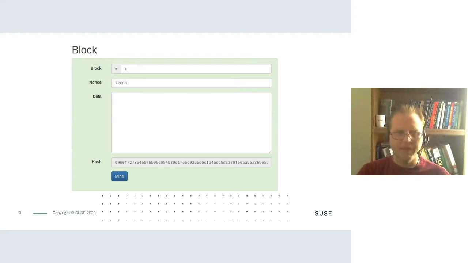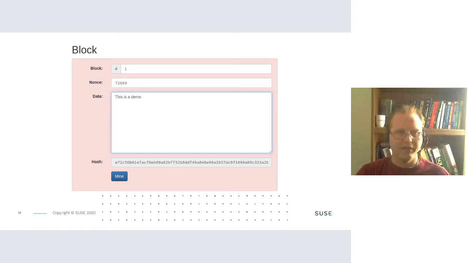So a block contains three sections. It has a block number, a nonce, which I'll explain in a moment, and the need for that. And then, of course, the data. You'll notice that the hash of this data starts with four zeros right here. And those four zeros mean that this block is signed.